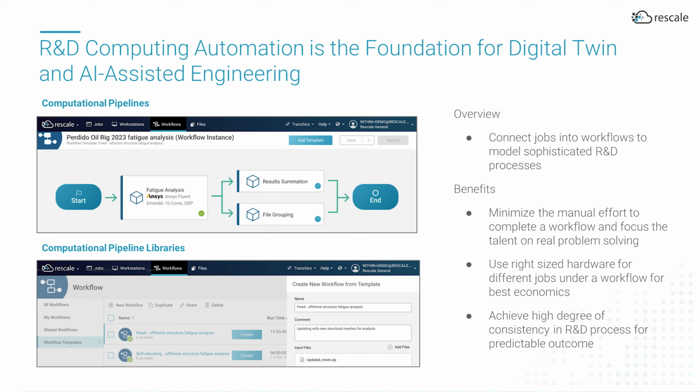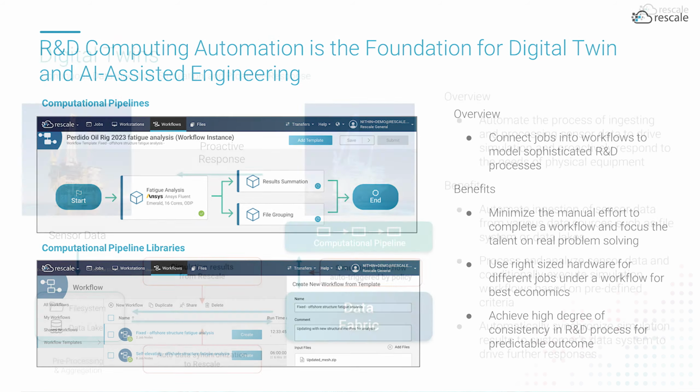Finally, many engineered products require multiple computing jobs. Examples include running designs of experiments or using the output of one simulation for the input of subsequent simulations. Computational pipelines will change engineering just as data pipelines have changed business intelligence.